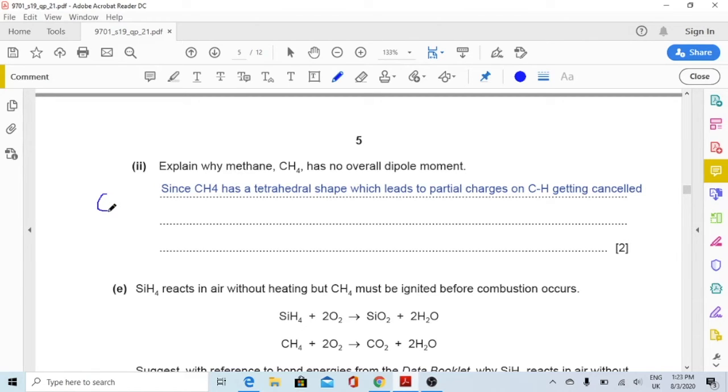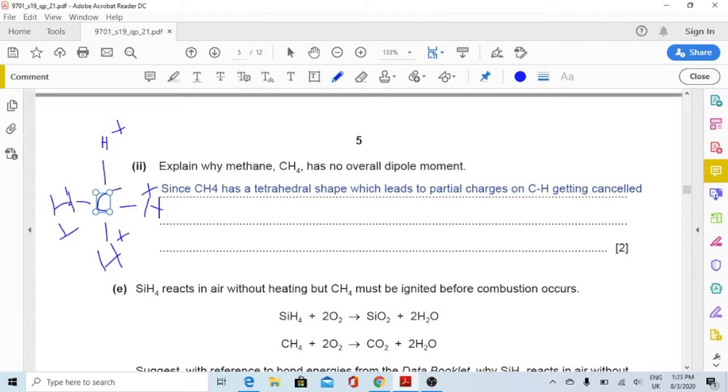getting cancelled. So this is carbon in the middle and then there is this first hydrogen and then there is this second hydrogen, third hydrogen, then there is this fourth hydrogen. Since carbon has a higher electronegativity than hydrogen, carbon will have a partial negative charge and hydrogen will have a partial positive charge, and then over here positive and positive and then positive.